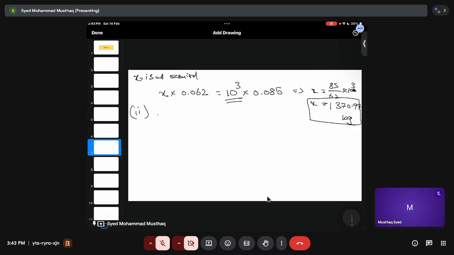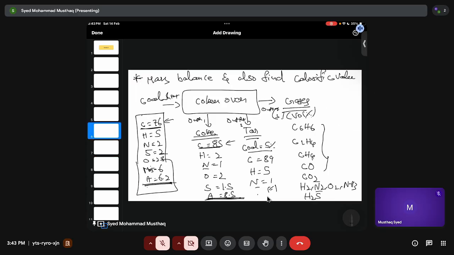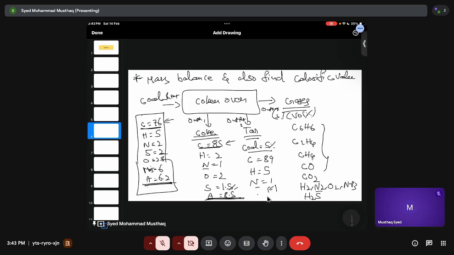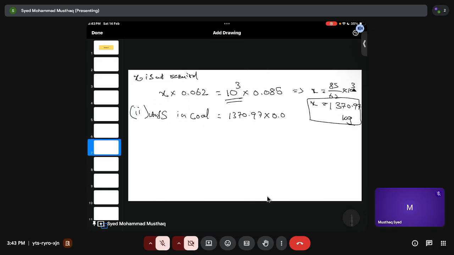So what is the weight of S in coal? Coal is my 1370.97 into 0 point, how much is it? Sulfur 1.5%, right? No, we are talking about coal. Coal is 2%, so 0.02, right? So this will give me, let me calculate, 1370.97, yeah, it will be 27.42. Let's write it in kgs.